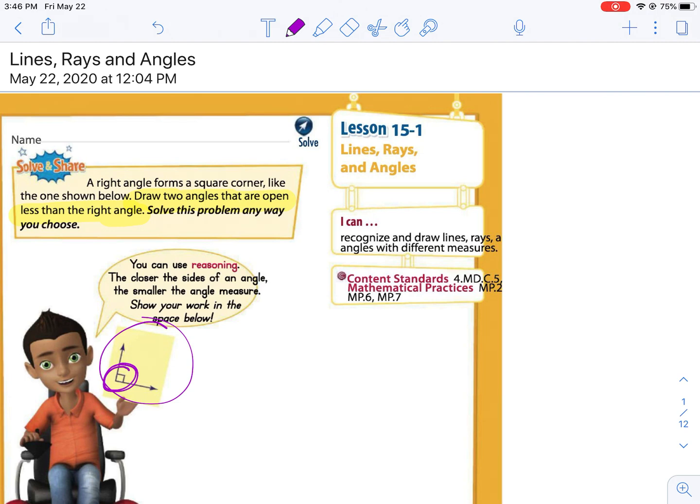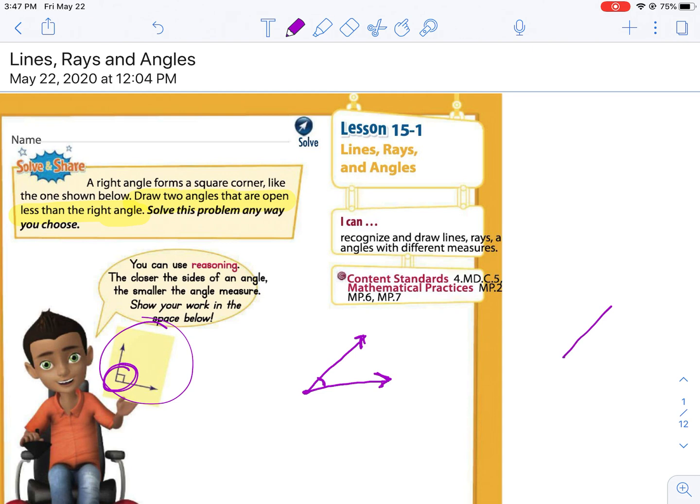Okay, so if you're back, that means you've drawn them. So let's see. Anything smaller than this right angle. So here I'm going to draw one right here. This is smaller. It doesn't have a square because it's smaller. And as we see, these lines are two rays, which if you saw the other lesson, and then this is called the vertex.